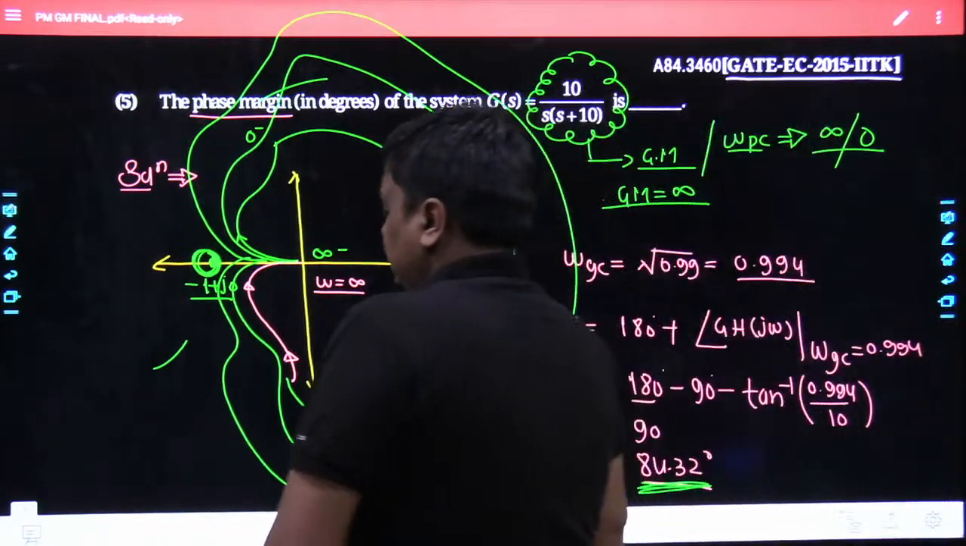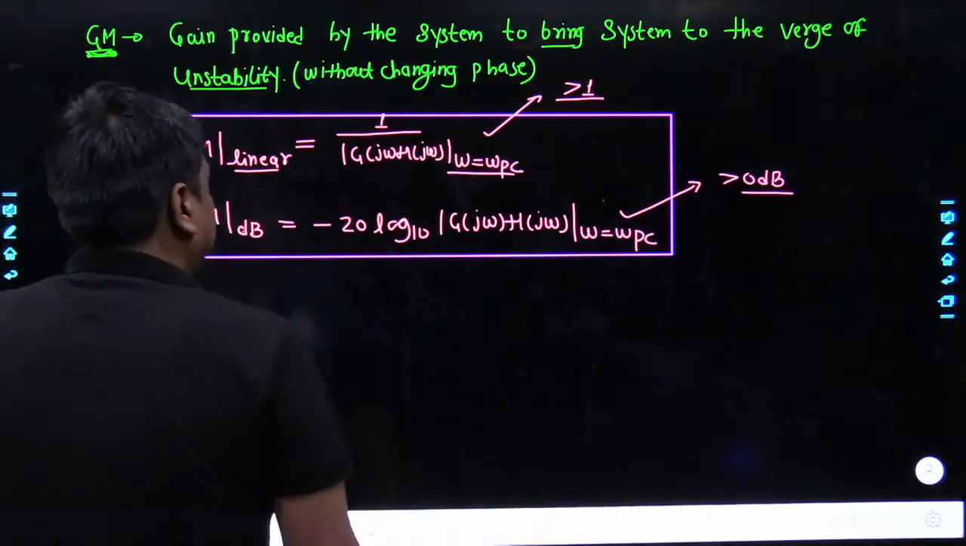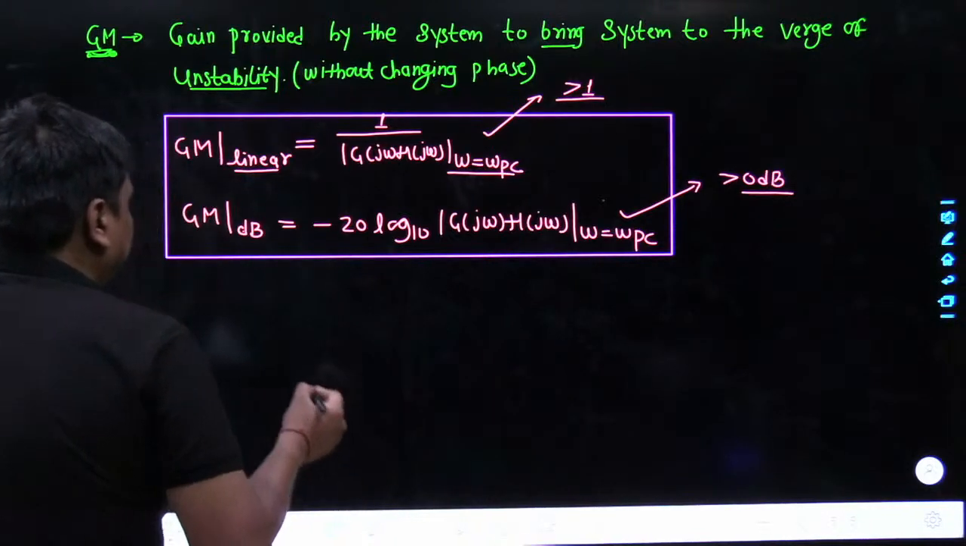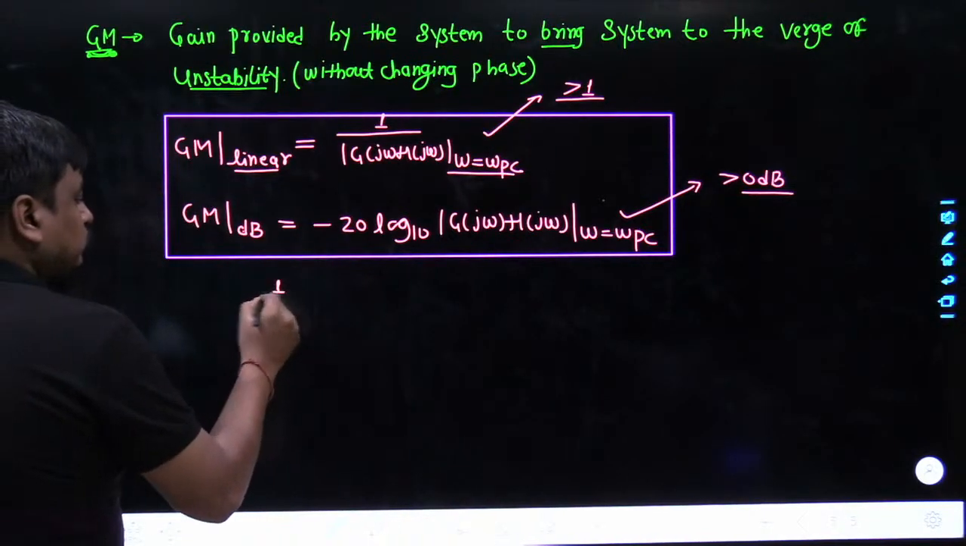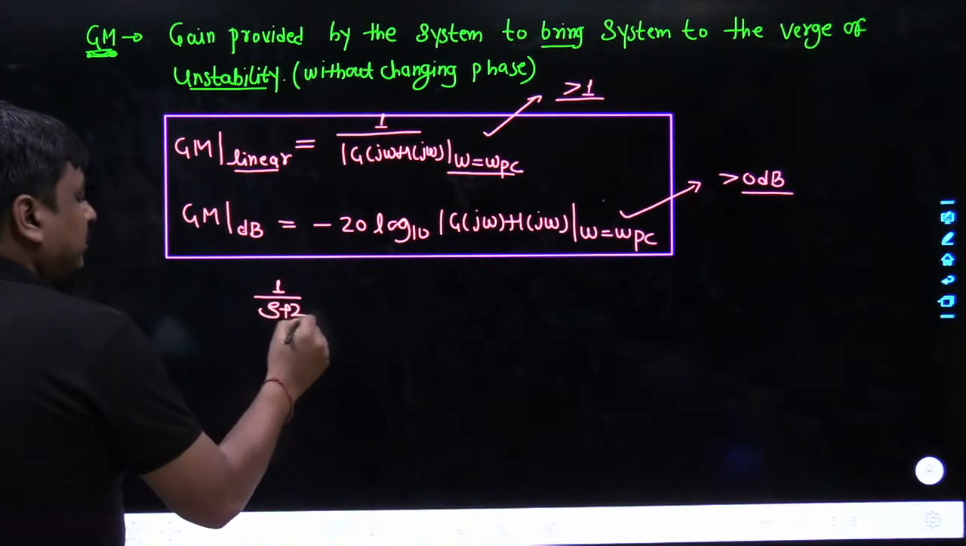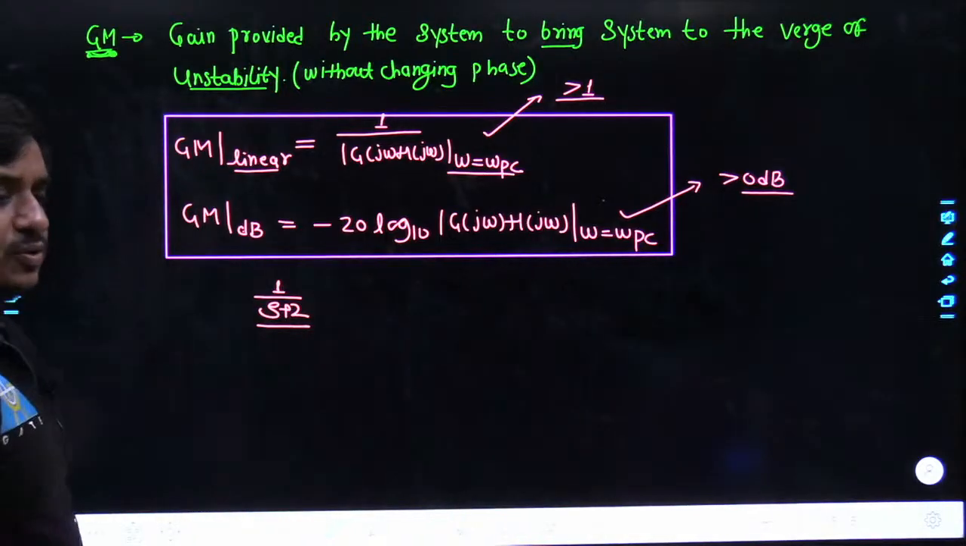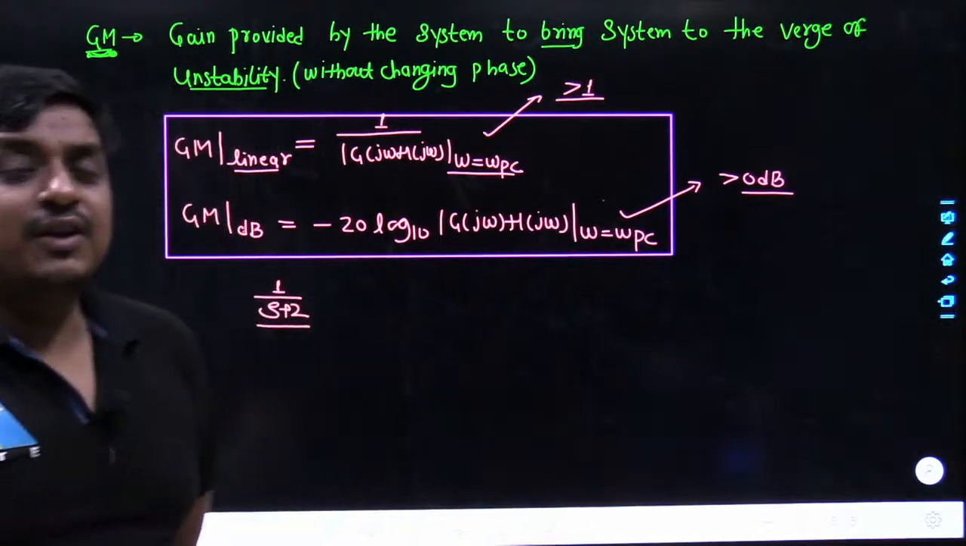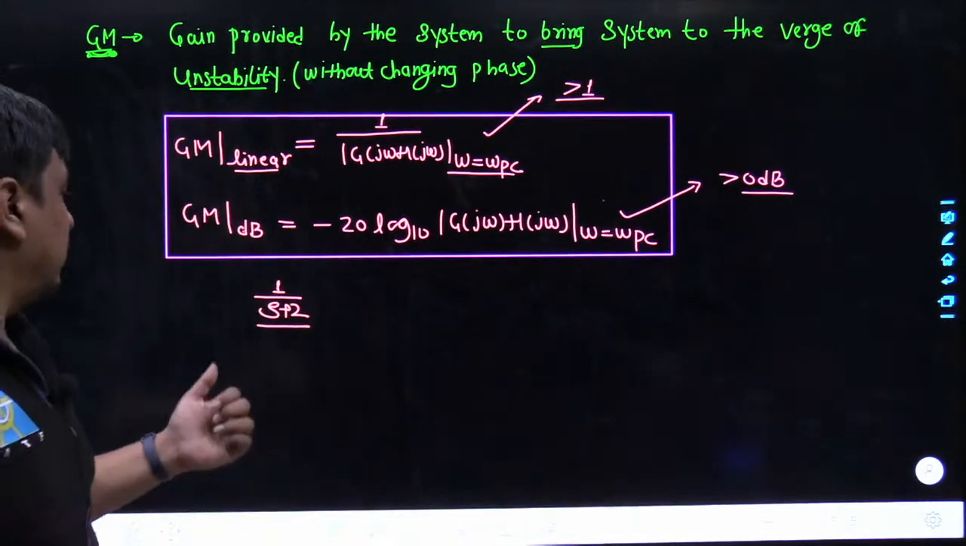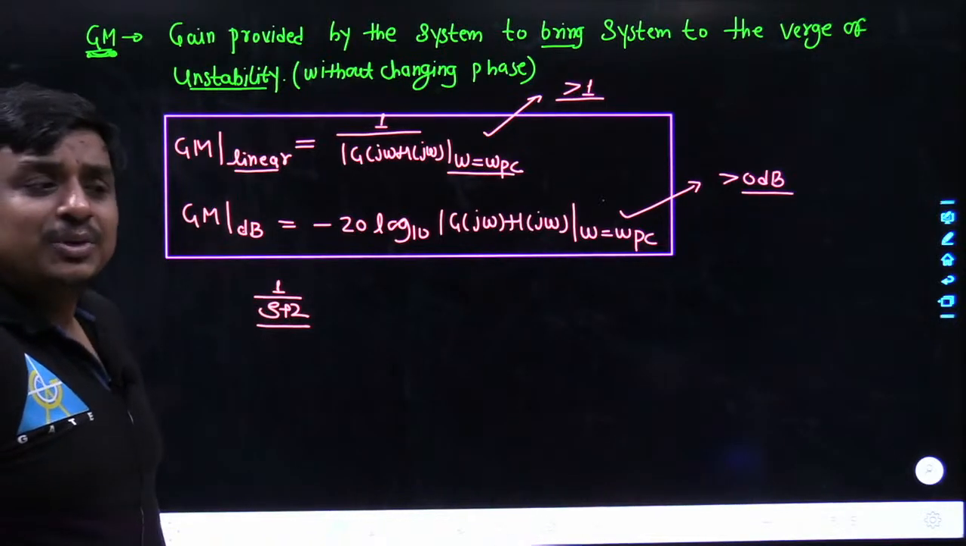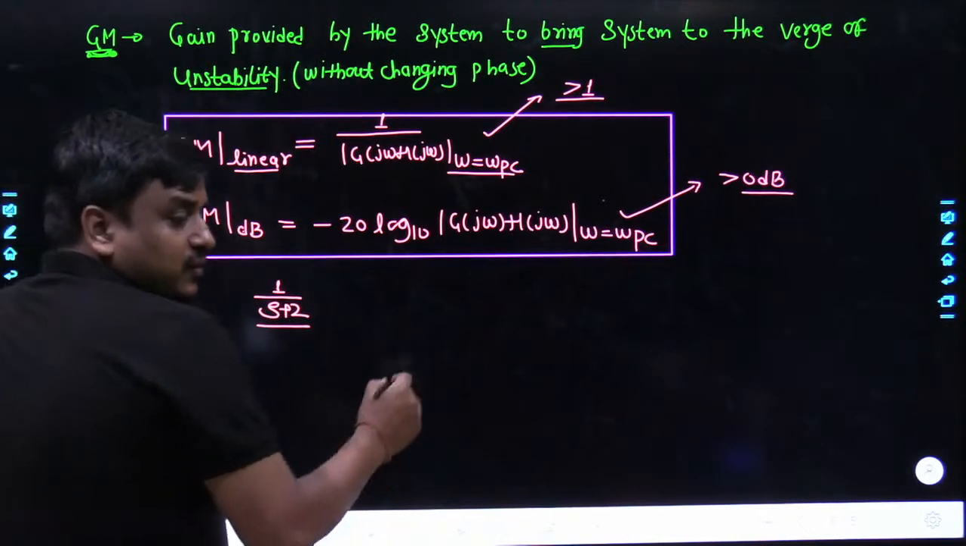Now let me take the next question, and the next question would be the design problem. Let me take the problem: 1 upon s plus 2. Tell me what would be the value of gain margin as well as phase margin for this. 1 upon s plus 2. What would be the gain margin as well as the phase margin for this OLTF?